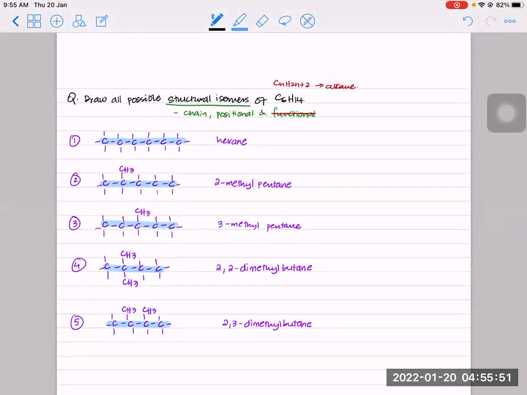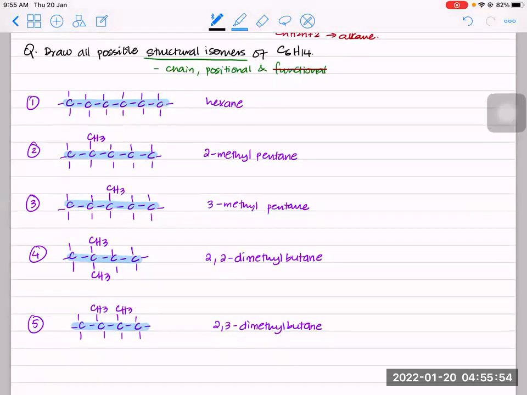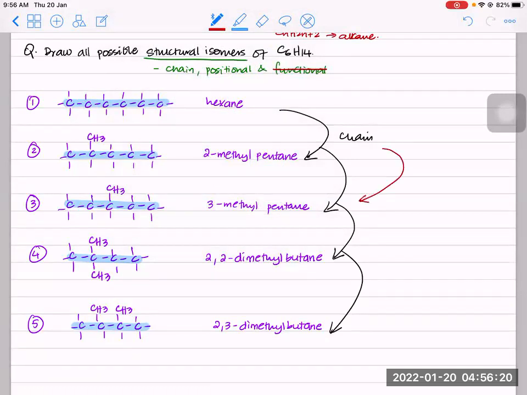And therefore, C6H14 will have how many structural isomers? 5. Do you see hexane and 2-methylpentane? They are which type? Chain. Hexane with all of these, these are all chain isomers. Whereas number 2 and number 3 are positional isomers. Do you see that? Here the position of CH3 is carbon number 2. Here the position of CH3 is carbon number 3.